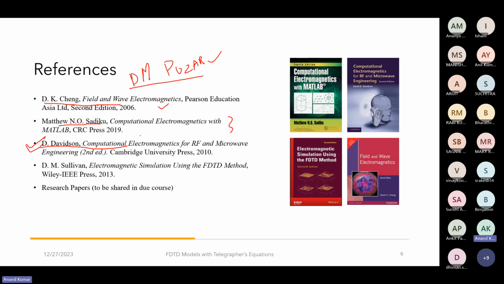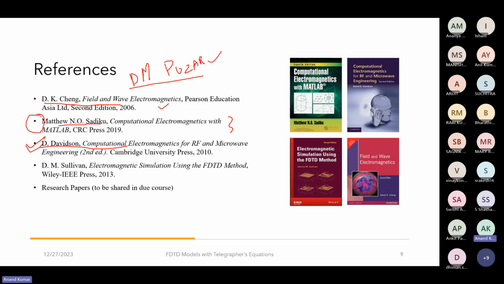I was searching for this Matthew Sadiku Computational Electromagnetics with MATLAB, and I was unable to find this book. If you have the ebook, I'll see. I think I have them, so I'll share this. If you can share some of these books, not all, I want this Sadiku Computational Electromagnetics with MATLAB. Yeah, sure, I'll share them. Thank you, everyone, so much.